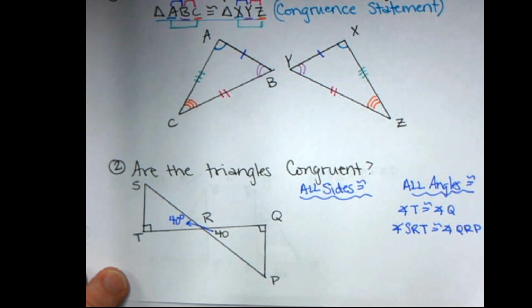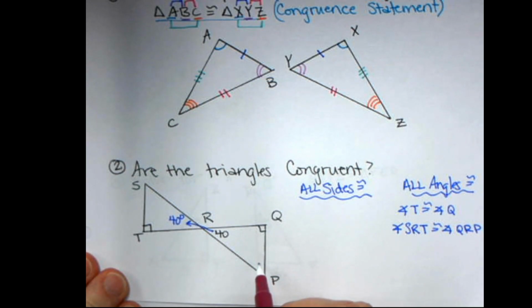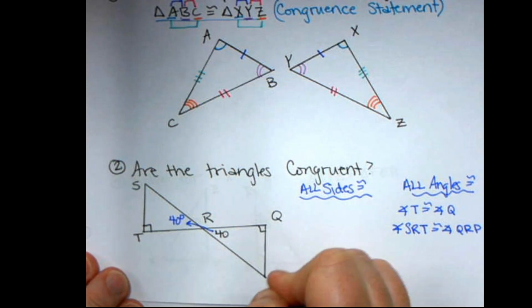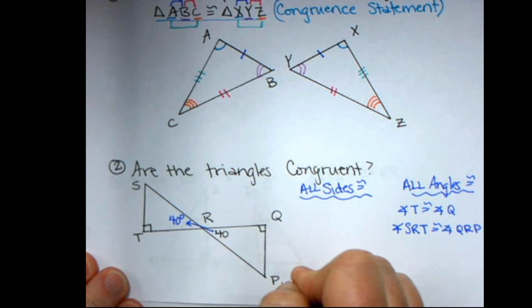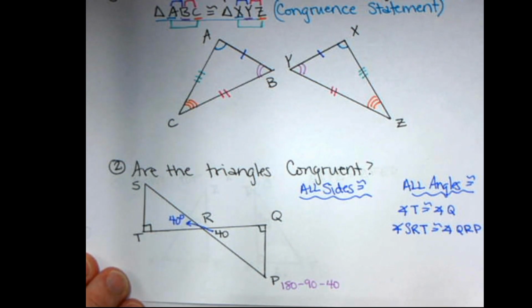Can I find a third? If I look at what I know in my triangle so far, I know that this is 90 and this is 40. Well, using our triangle sum theorem, I can figure out what this missing angle is. If I do 180 minus 90 minus 40, I can find that this angle would be 50.